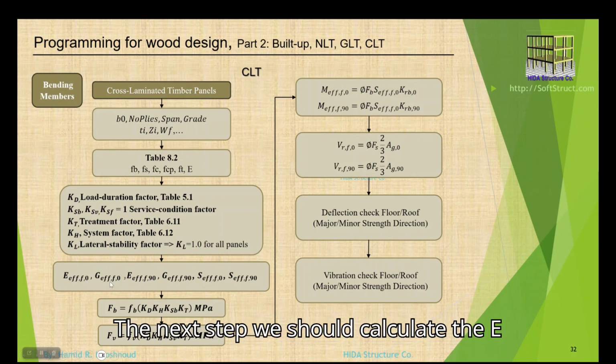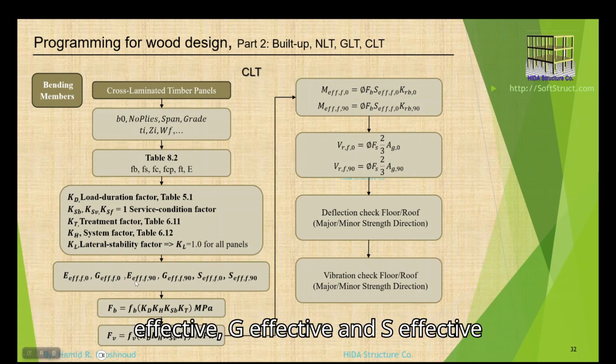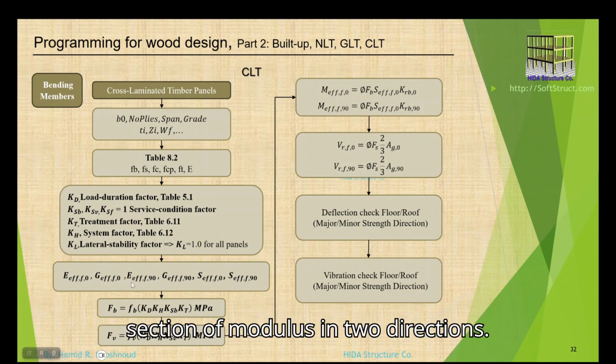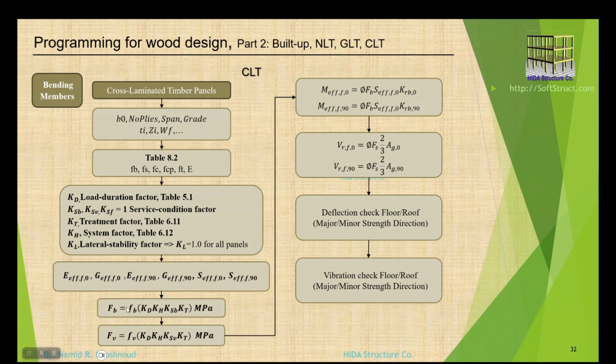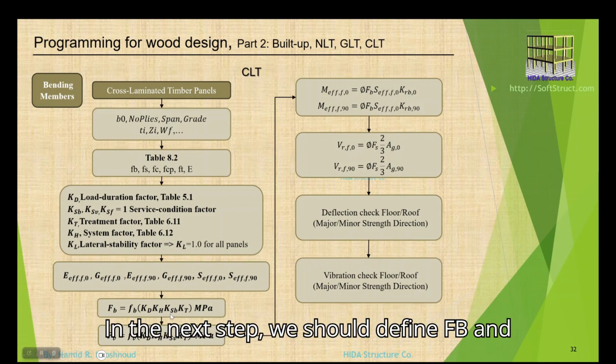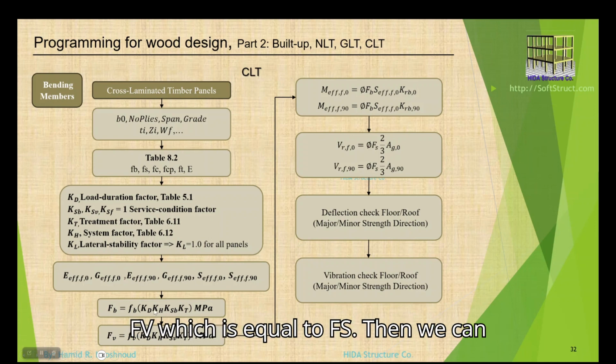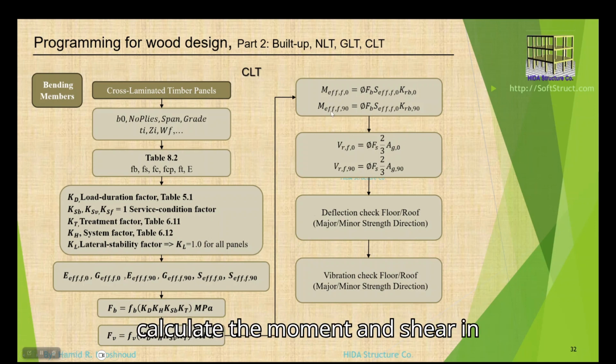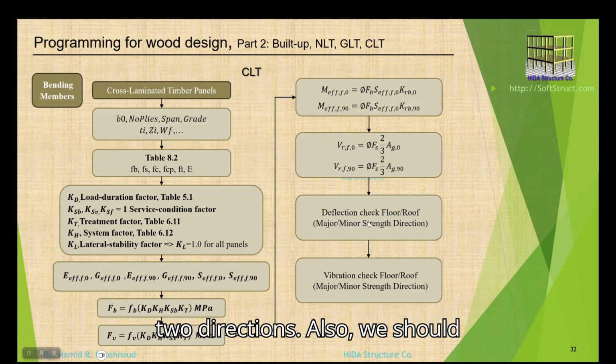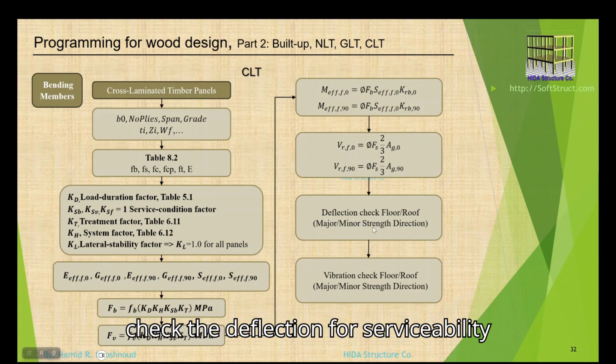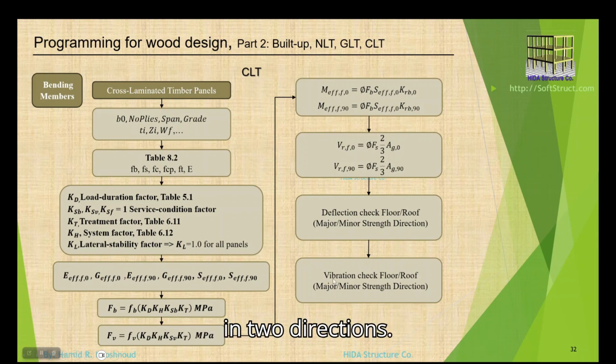In the next step, we should calculate the E effective, G effective, and S effective section modulus in two directions. In the next step, we should define f_b and f_v, which is equal to f_s. Then we can calculate the moment and shear in two directions. Also, we should check the deflection for serviceability in two directions.